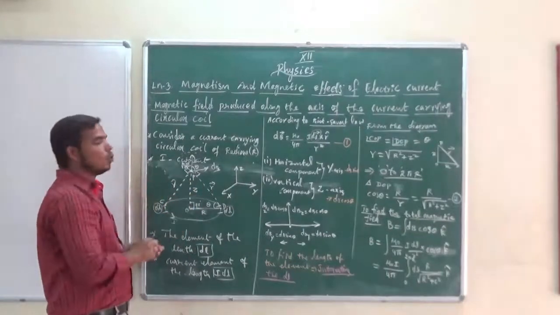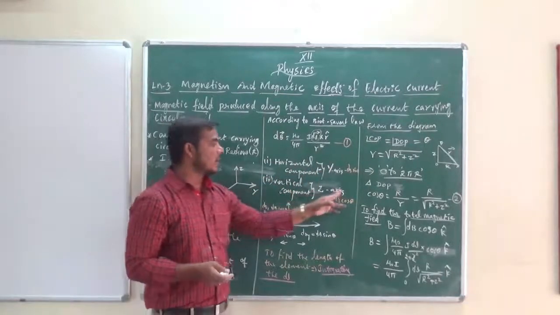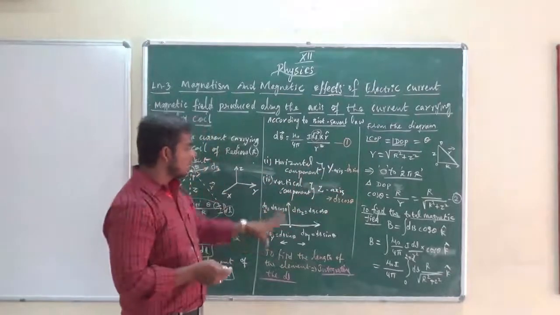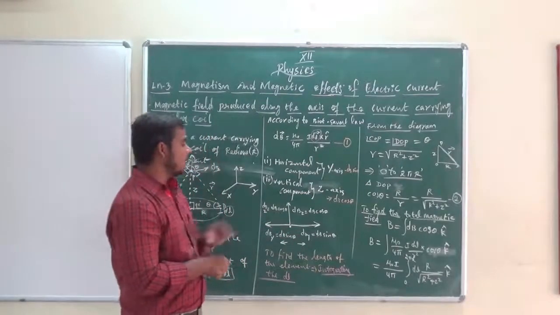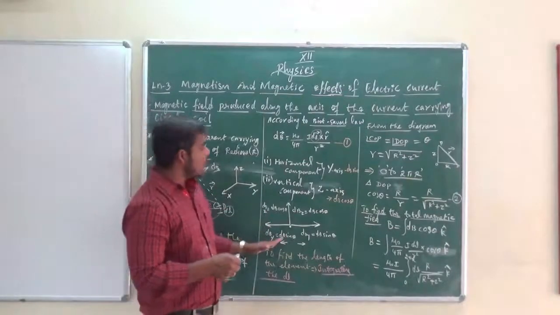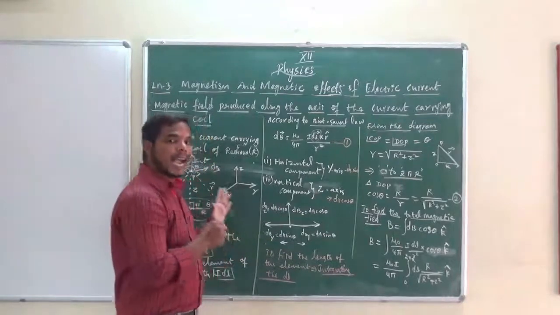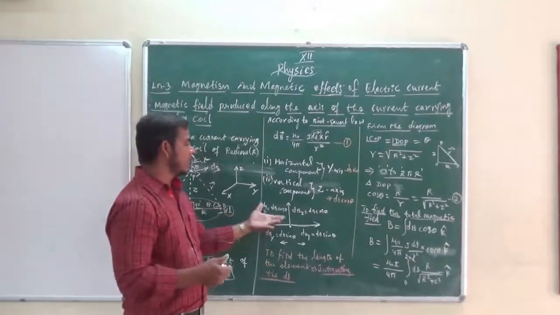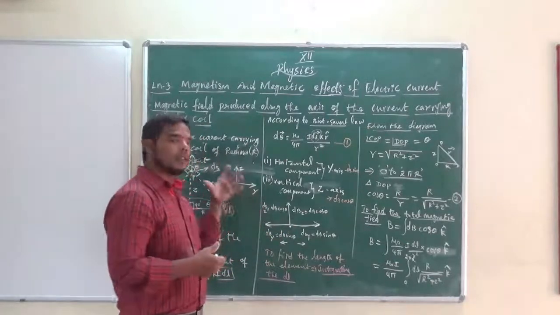They resolve into two components: one is the horizontal component along the y-axis, and the other is the vertical component along the z-axis. I will show in the diagram how these components act. The horizontal components, with the sine angle, act in opposite directions and cancel each other, but the vertical components, with cos angle, act in the same direction. Then we can add them.